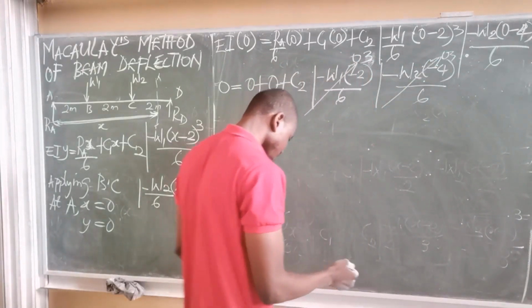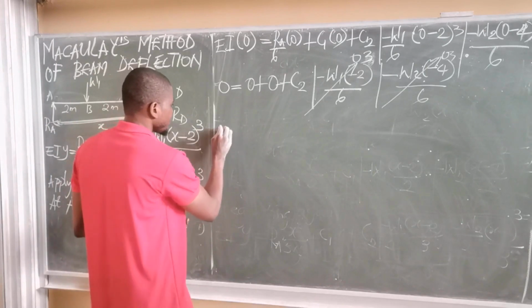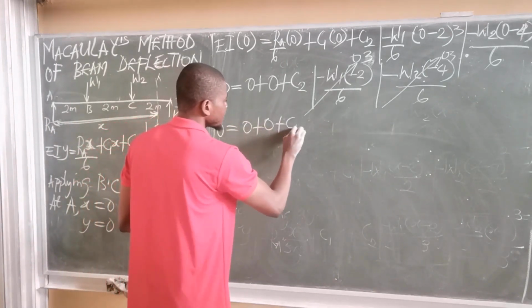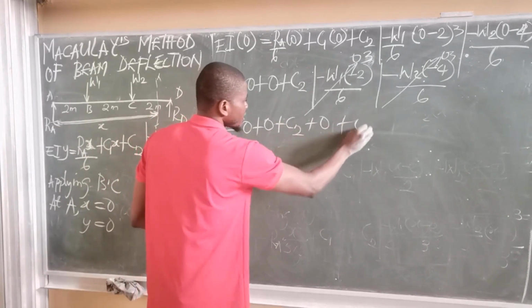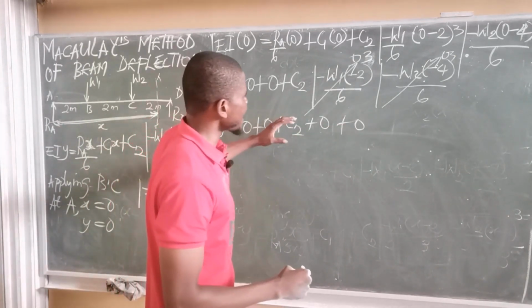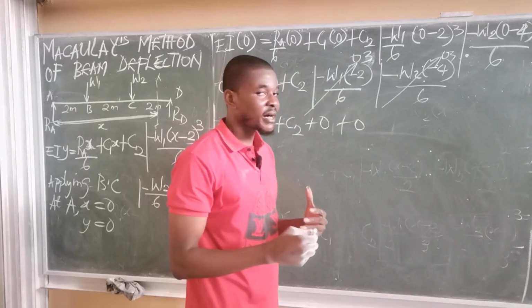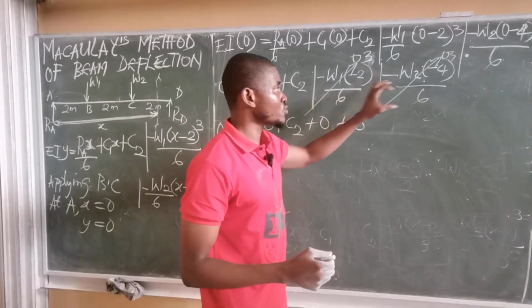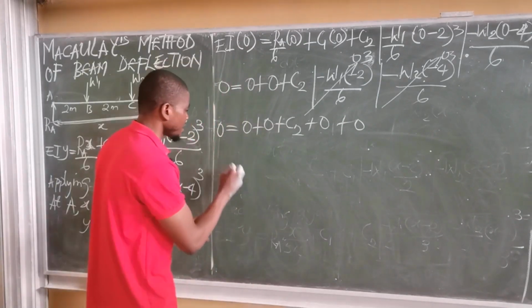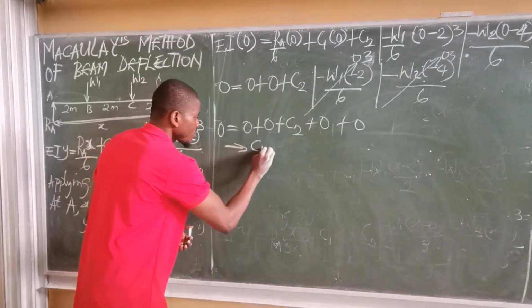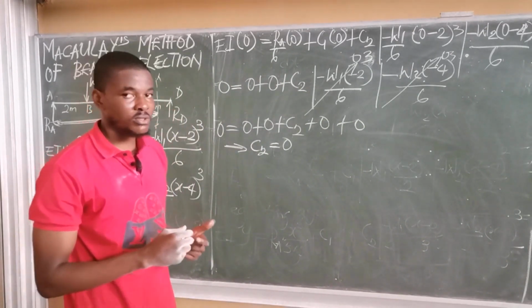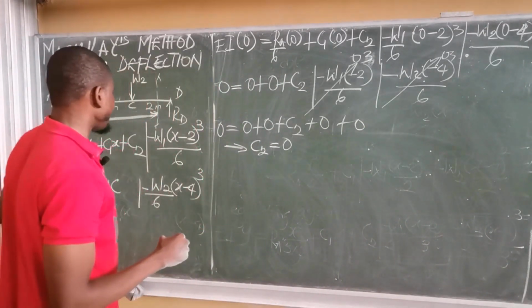So this actually means that 0 is equal to 0 plus 0 plus C2 plus 0 plus 0. Of course, in the Macaulay bracket, every number less than 1 should be taken completely as 0, so these two are completely 0. This implies that C2 is equal to 0. So if C2 is equal to 0, you plug it back into this deflection equation.